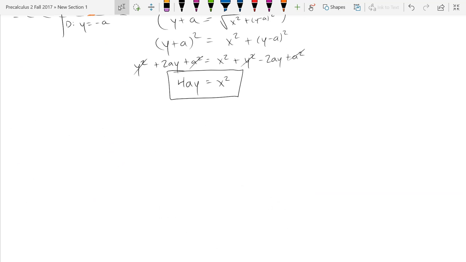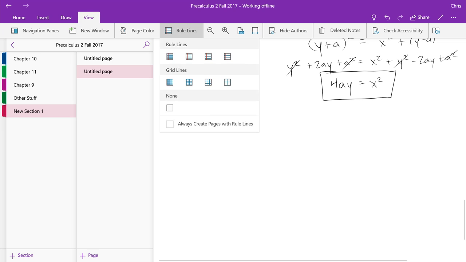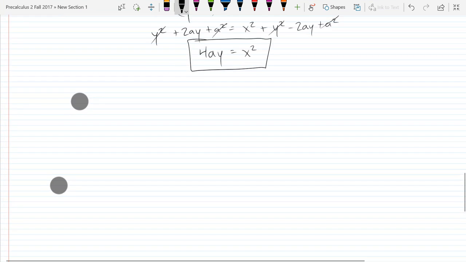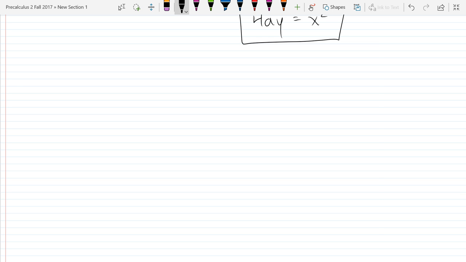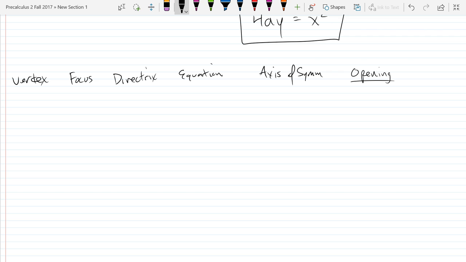This is going to have 8 rows total in the table. So I'm going to make some lined paper. So it's going to have 8 rows total, and we'll start with the vertex. Focus, directrix, equation, axis of symmetry, and the direction it's going to be opening in.